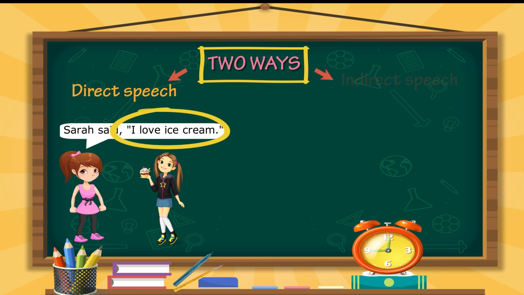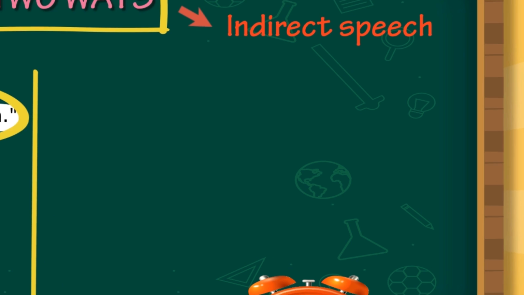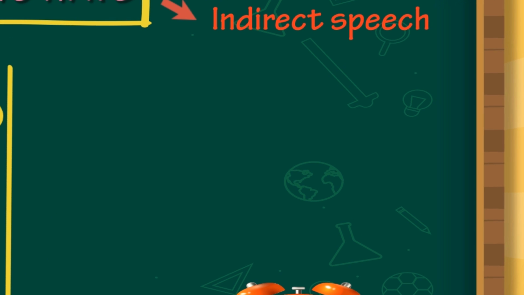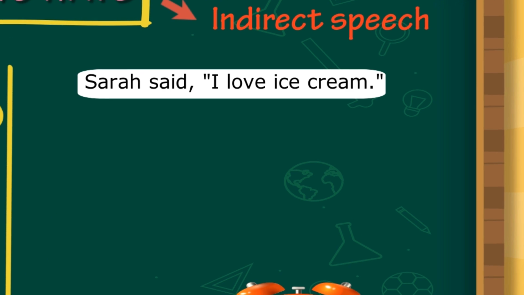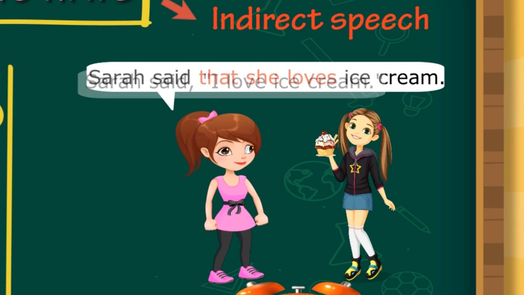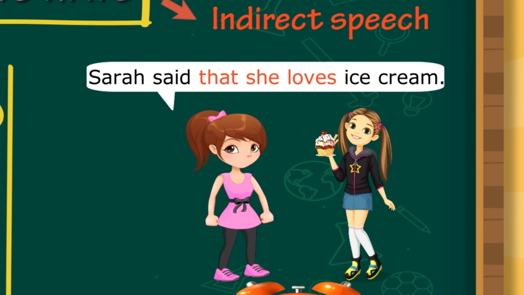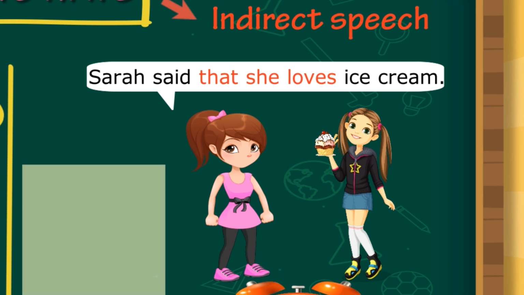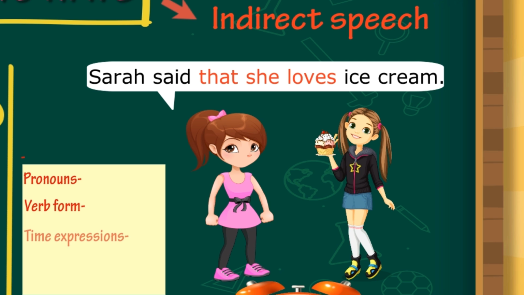Explanation of indirect speech. Now, what if we want to report what Sarah said without using her exact words? That's where indirect speech comes in. We change the sentence a little bit. Instead of saying, "Sarah said, I love ice cream," we say, "Sarah said that she loves ice cream." In indirect speech, we usually change the tense of the verb and may need to change pronouns and time expressions.